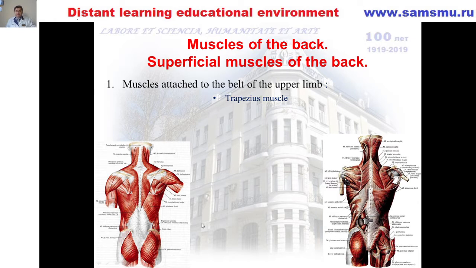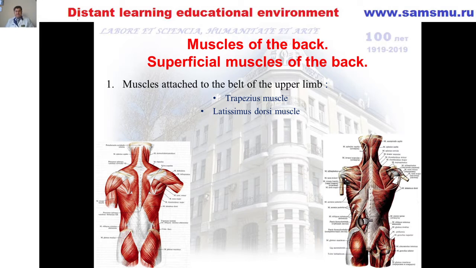Next, we'll talk about latissimus dorsi muscle. You may see this muscle on the right picture, this one. The latissimus dorsi muscle, musculus latissimus dorsi, it's in Latin, occupies the whole lower part of the back, and its upper portion is covered by the lower end of the trapezius muscle.